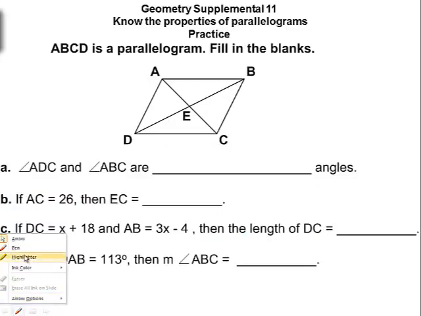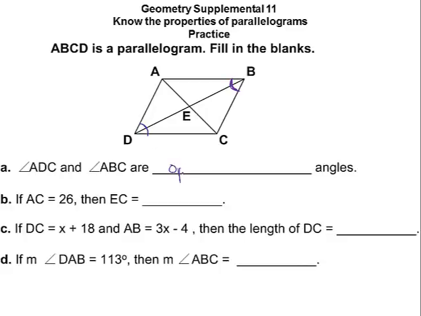ADC, let me get my pen back. ADC, that's this angle here, and ABC, that's this angle right here, are called opposite angles, because they're across from each other. If they're on the same side, so if you were talking about angle ADC and angle DCB, that would be these two. Those are consecutive. Consecutive means coming in order as you go around the figure.